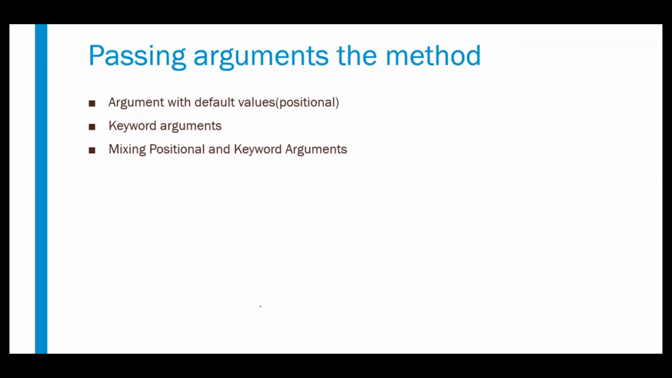passing arguments to the method. So how many ways can we pass arguments to the method or function? Arguments with the default values, positional and keyword arguments, and mixing positional and keyword arguments. So there are different ways we can pass values to the parameters of the function. Now let's see a few examples here. First I'll show you arguments with the default values, then keyword arguments, and then mixing positional as well as keyword arguments.